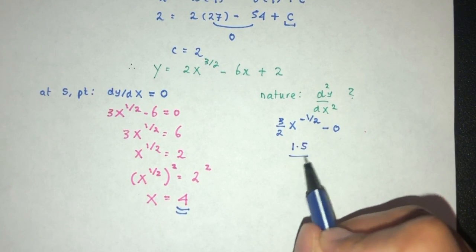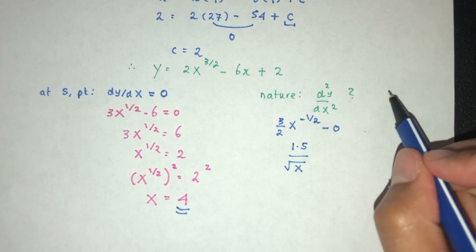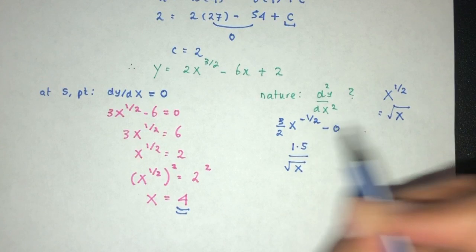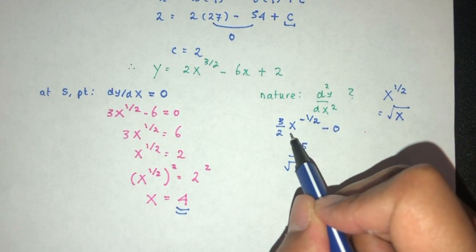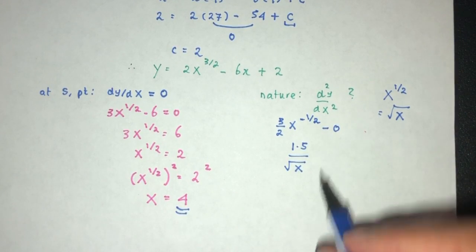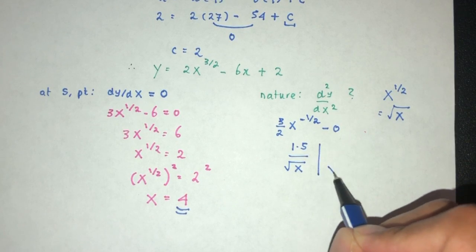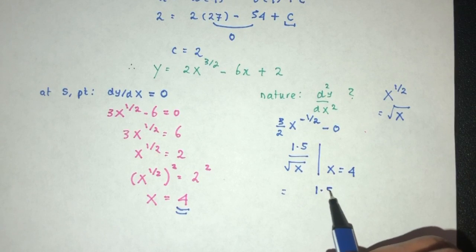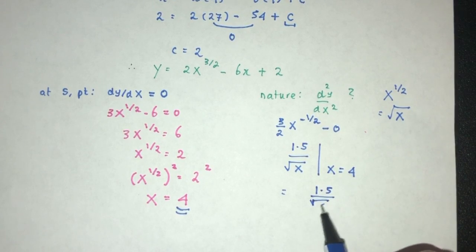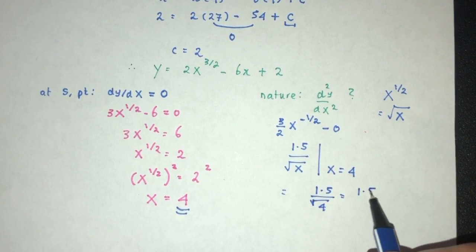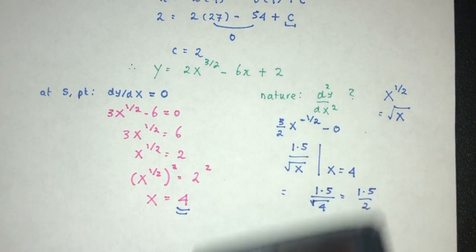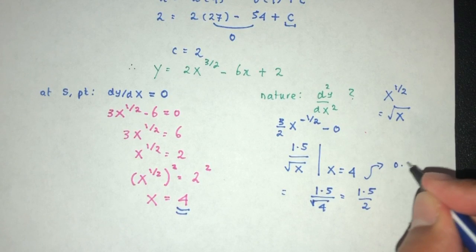You will have, this is 1.5 over root of x, because we have to know x power half is simply root of x. Here we have negative, we'll bring it down, become positive, then it will be root of x. Now we have to find this value at x equal to the value of 4, which is 1.5 divided by root of 4, that should be 1.5 over 2. That is the value of 0.75.